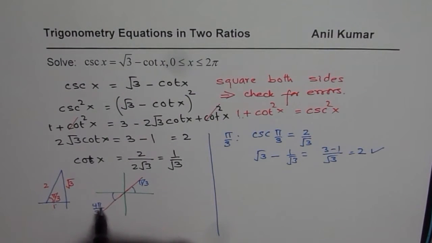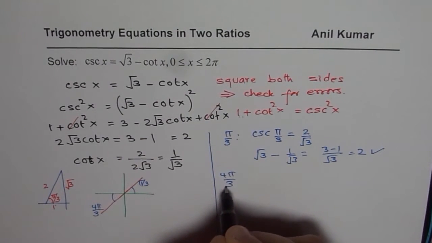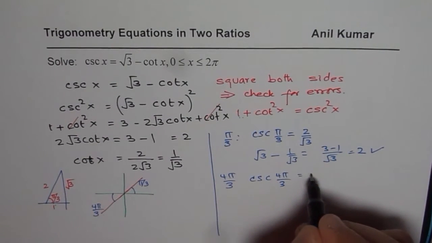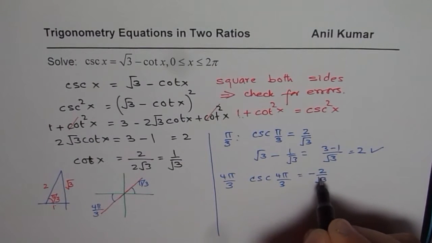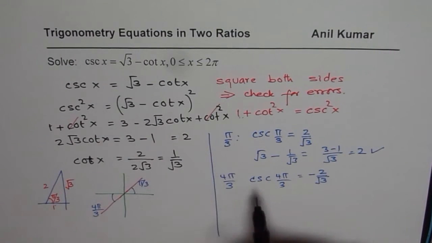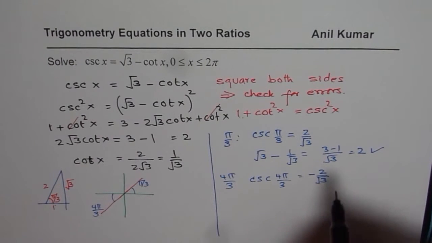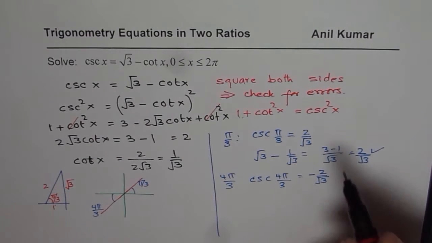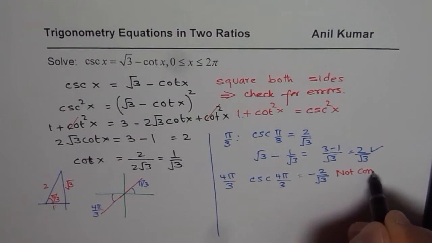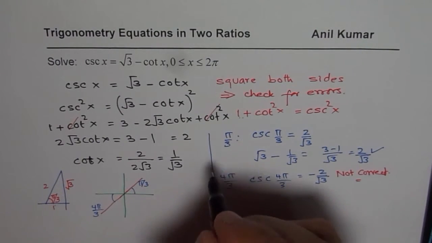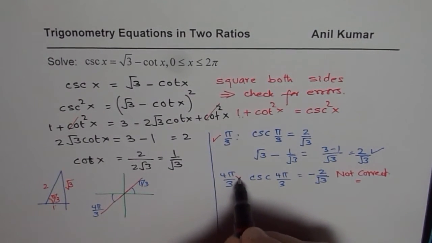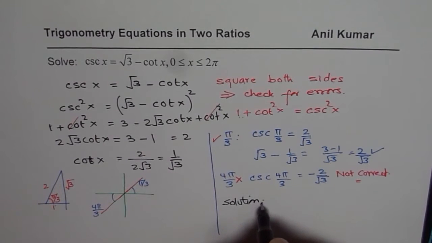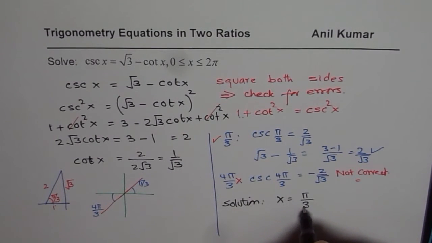However, if you check for 4 pi by 3, then cosecant 4 pi by 3 in quadrant 3 is going to be negative 2 over square root 3, right? But on the right side, we will still get positive 2 over square root 3, which is not correct, right? So this is not correct. Therefore, we have only one correct answer. The other one is not correct. So now we can write down our solution. The solution is x equals pi by 3 for the given example.